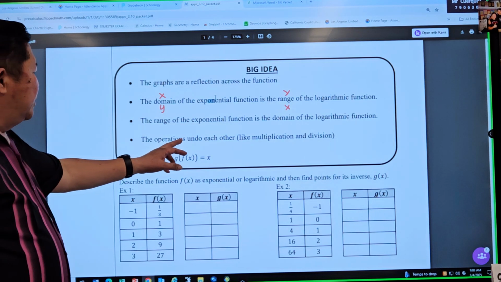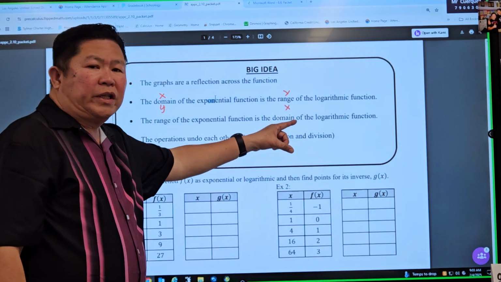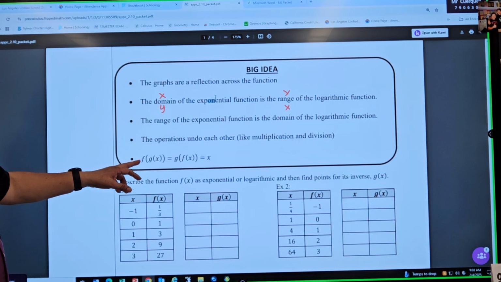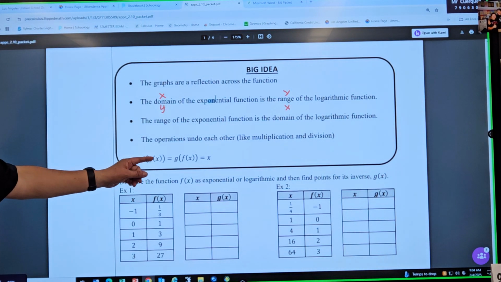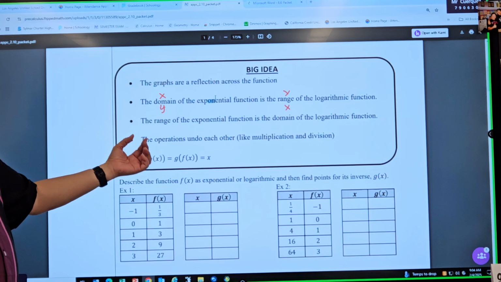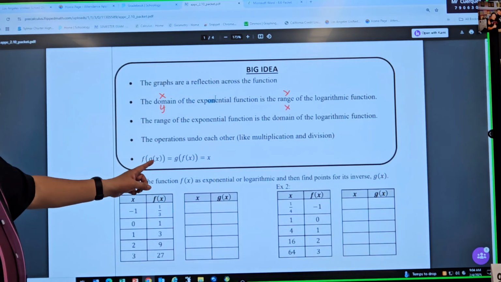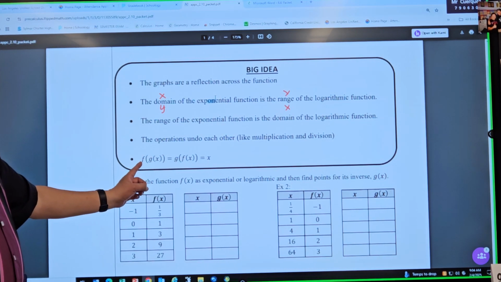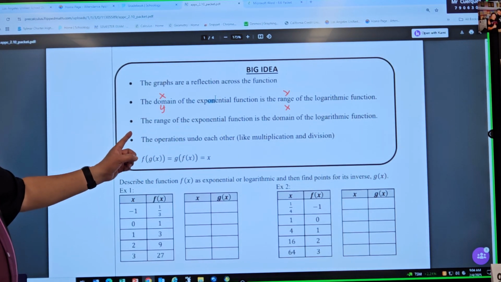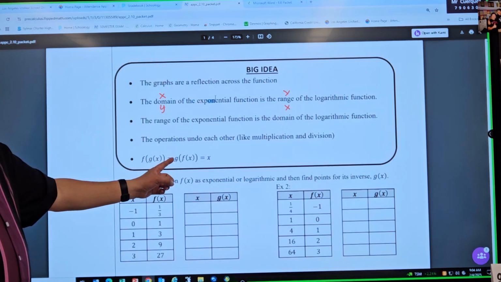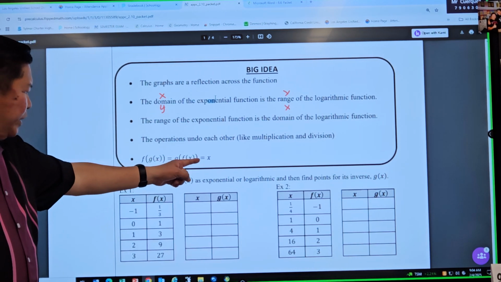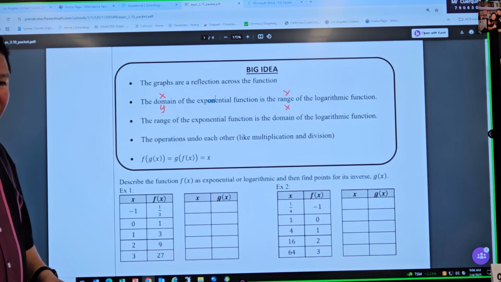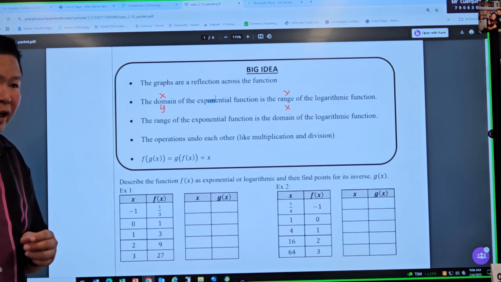The operations undo each other like multiplication and division. So we have f of g of x is equal to g of f of x. That means to undo this one, if the result of this is equal to x, and the result of f of g of x is also equal to the result of g of f of x, which is x, that means our conclusion is that these two functions are inverses. So it has an inverse, okay?